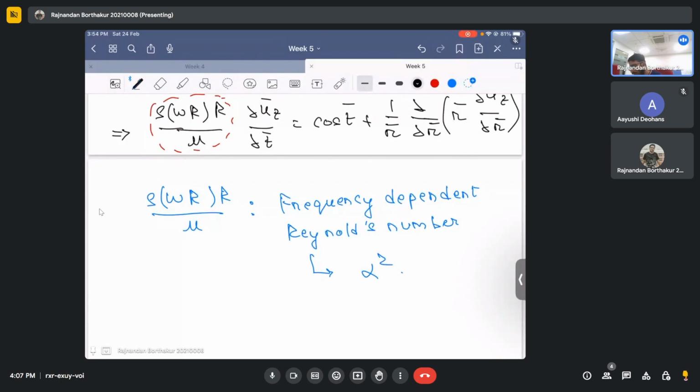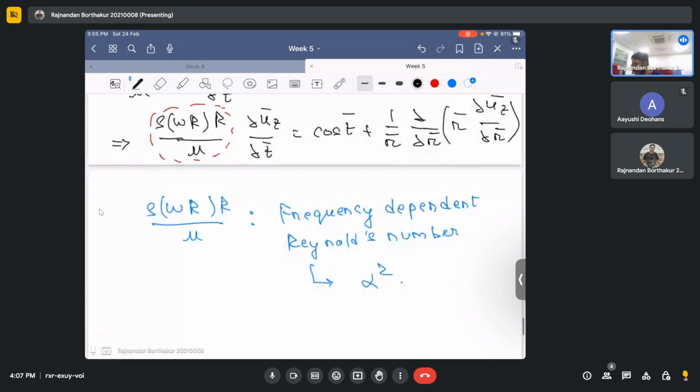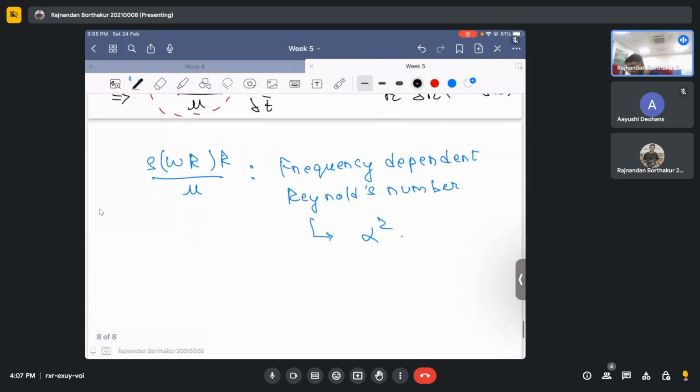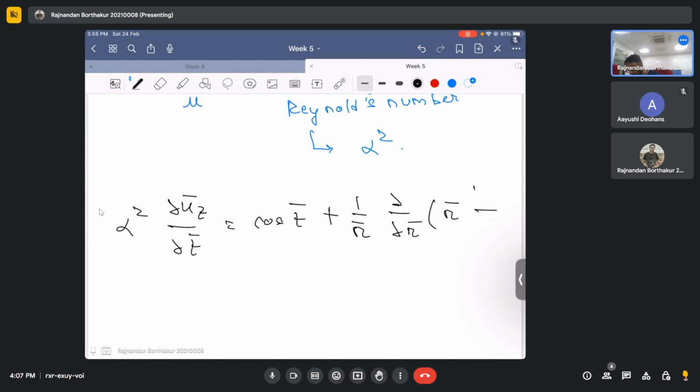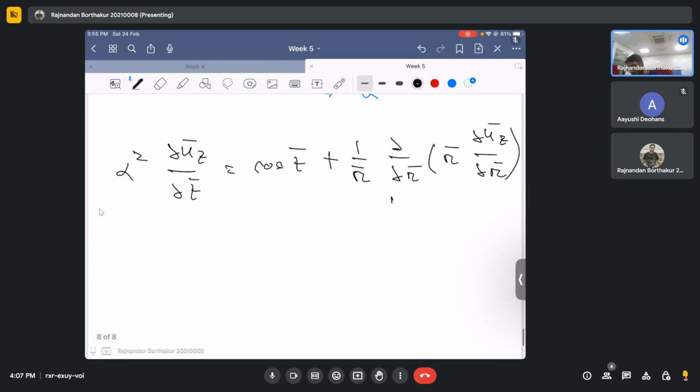Okay, so the final non-dimensional equation, I said it is non-dimensional, but I'll throw light on it. But let me first write it down. So the final non-dimensional equation basically looks like alpha squared del uz bar by del t bar, and this becomes cos of t bar plus 1 by r bar times del by del r bar times r bar del uz bar by del r bar. All right, and we will name this equation 2.